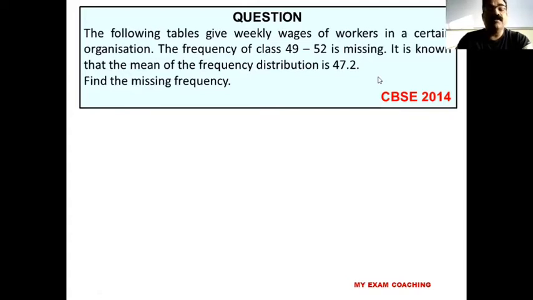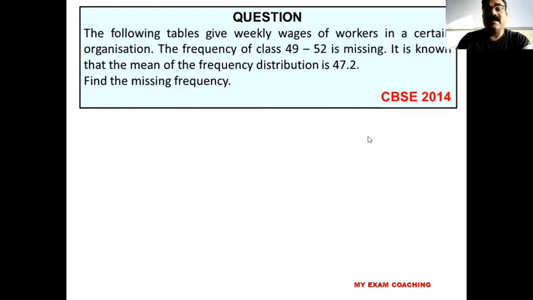Here we need to find out the missing frequency. So these type of questions are very, very common in your exam. A table is given to you and one frequency, or sometimes even two frequencies, are missing and you need to find out the missing frequency. So how to find the missing frequency, how to do these type of questions? Very, very important question from the chapter statistics.